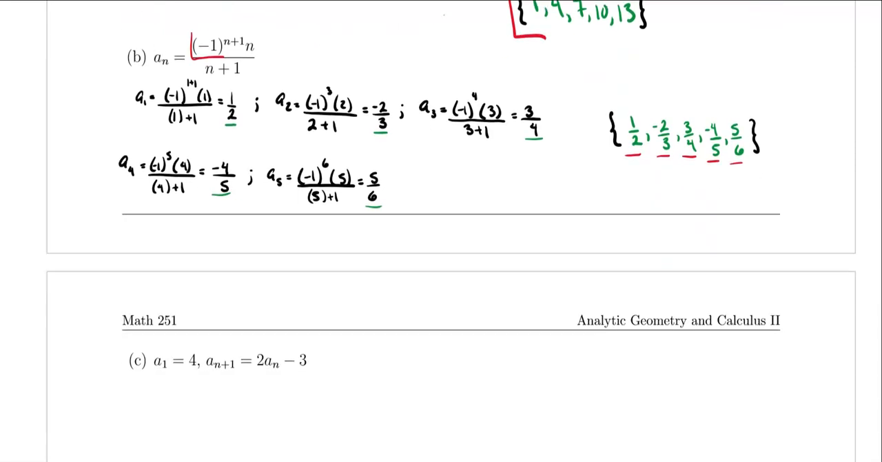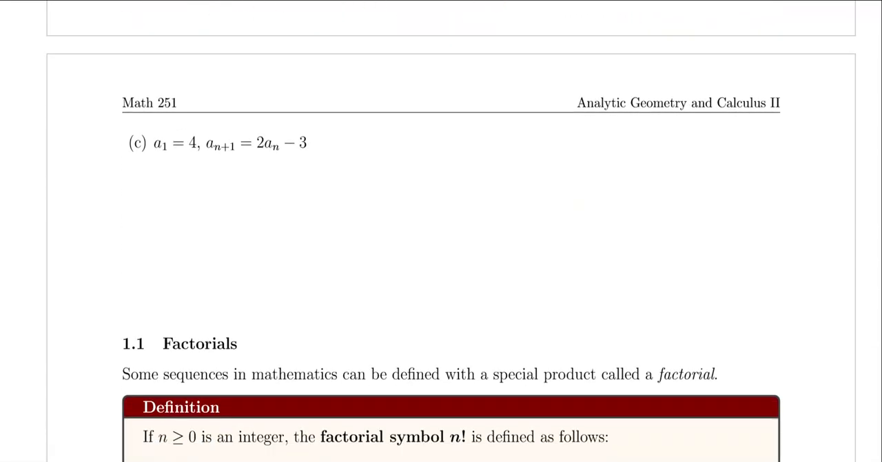Okay, so let's take a look at one more example, but this time around, let's look at a sequence that is defined not explicitly, but recursively. For this one, we're told that a1, the first term, is equal to 4, and then a sub n plus 1 is equal to 2 times a sub n minus 3.